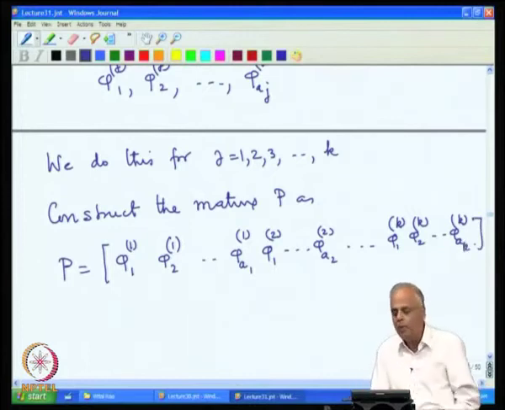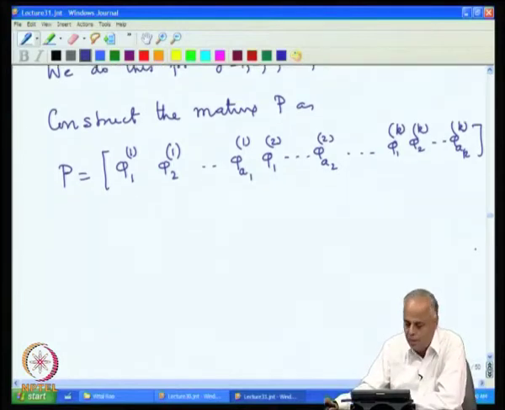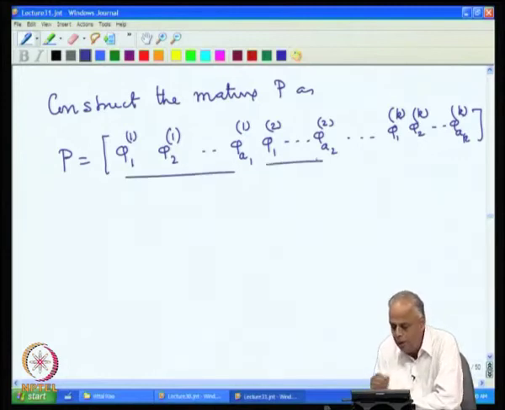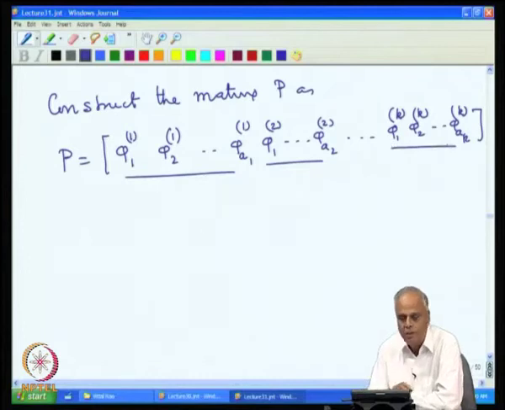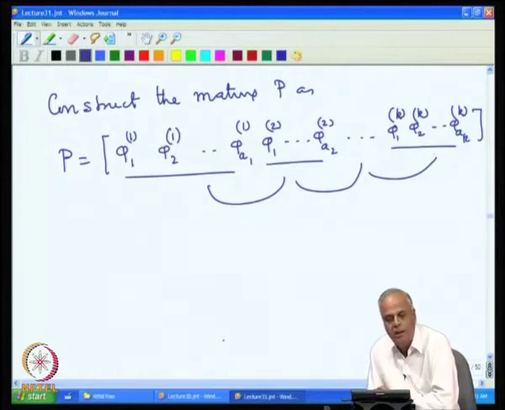So, we will have a1 plus a2 plus ... plus ak columns, but a1 plus a2 plus ... plus ak is equal to n, therefore we have n columns. Within each group, by the theorem that we have just proved, these are all linearly independent, and across the groups they are linearly independent because we have just now observed that the eigenvectors corresponding to distinct eigenvalues are linearly independent.